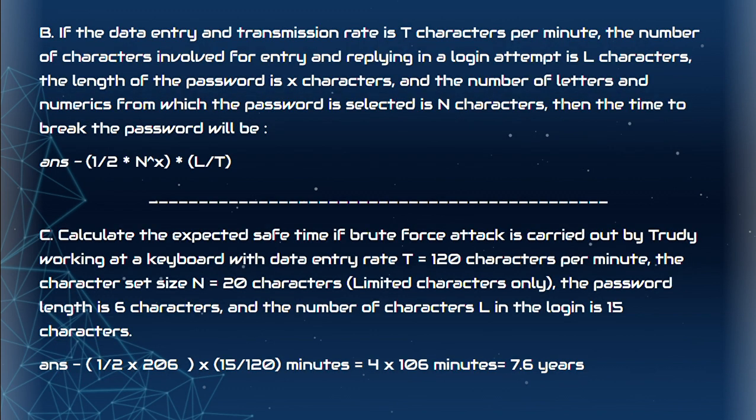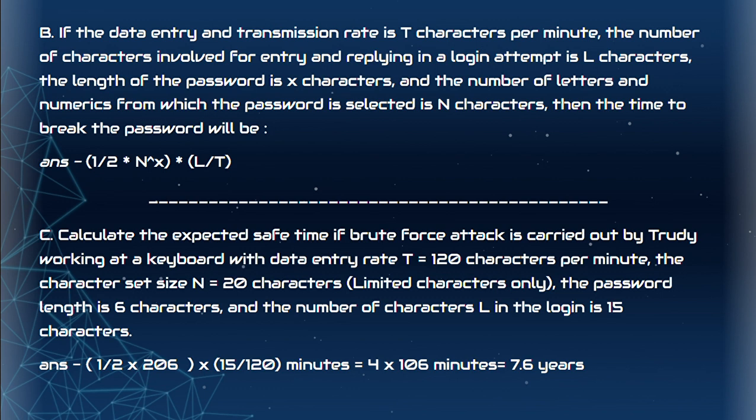Question number B is: if the data entry and transmission rate is T characters per minute, the number of characters involved for entry and replying in a login attempt is L characters, the length of the password is X characters, and the number of letters and numerics from which the password is selected is N characters, then the time to break the password will be, so the answer is 1 by 2 into N raised to the power X into L by T. Let's move to the next question, question number C.